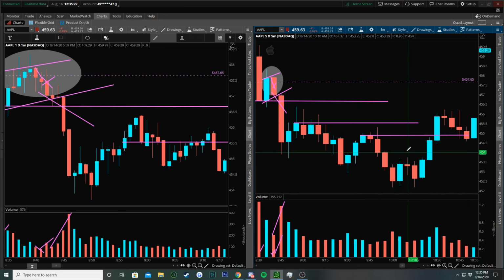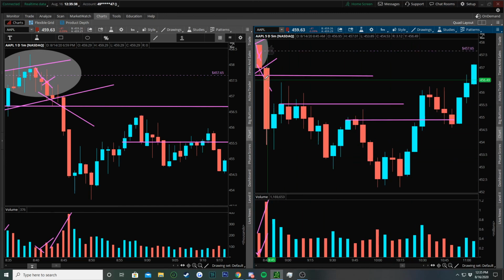So this is you talking about holding all day. If it broke back above this, you would know that you'd probably want to move your stop loss to right here. Therefore, if it went back up, you're in the green. You're still profitable. And you can move your stop loss as many times as you want.